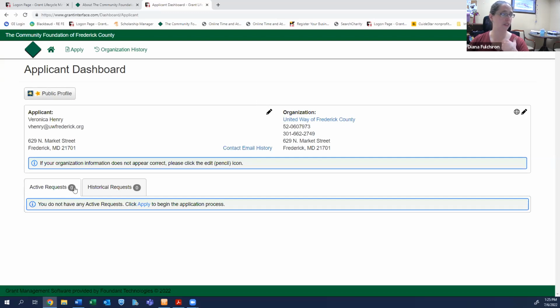Okay. And there's a difference between active requests. So this is where you edit applications. If you receive a grant, we're going to have a grant agreement that you're going to need to sign and some data that we're collecting, all of that. And then when you submit your final report, all of that stuff is going to show up under your active requests tab. If you have any grants from us that have been closed, so you've submitted the final report, that particular grant period is over, it's going to be under your historical requests.